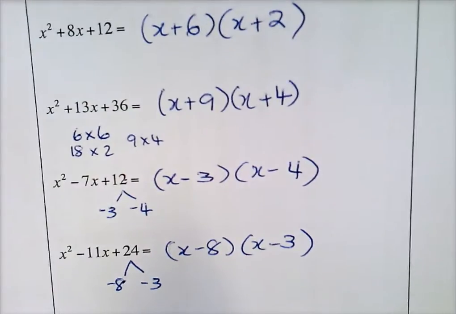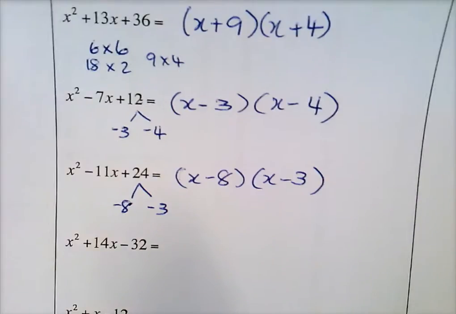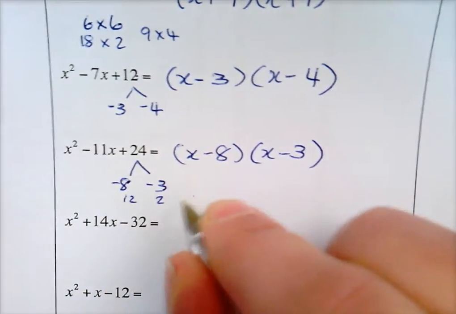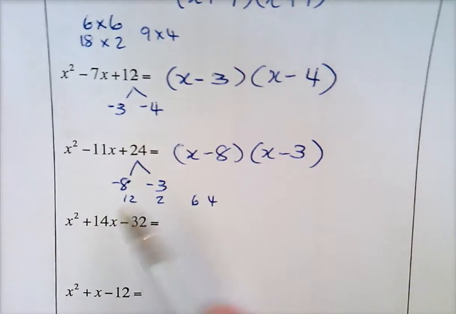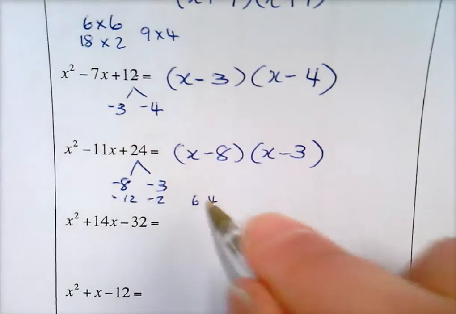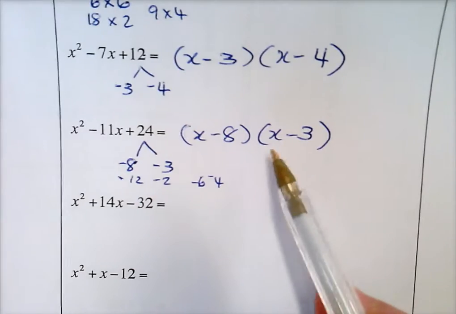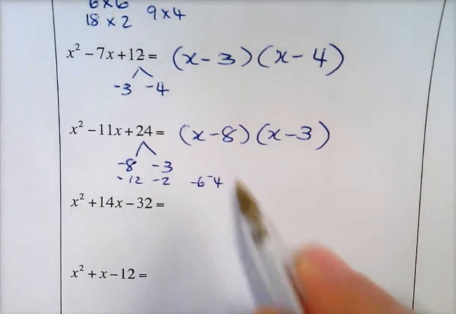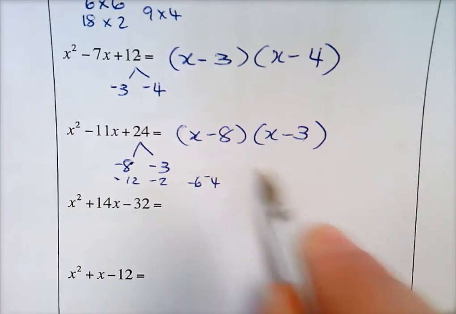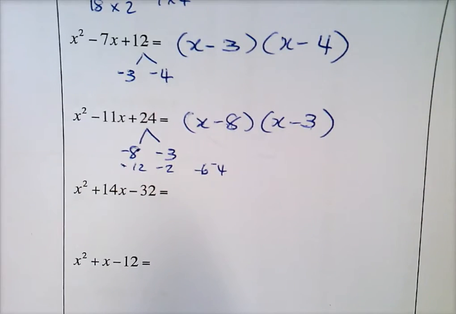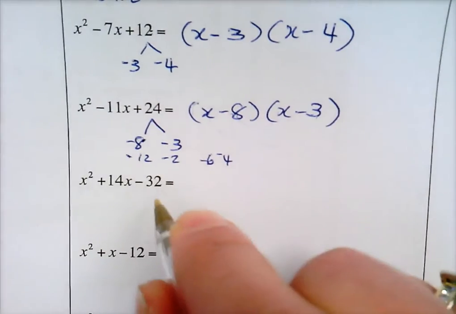So remember, before you start putting pen to paper, you can do all your combinations of 24, which are 12 and 2, 6 and 4, but neither of those is going to give you minus 11 when you add them. So we need minus 8 and minus 3 because we've got x squared minus 11x plus 24.